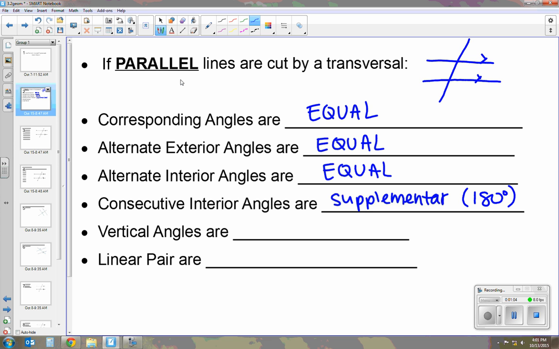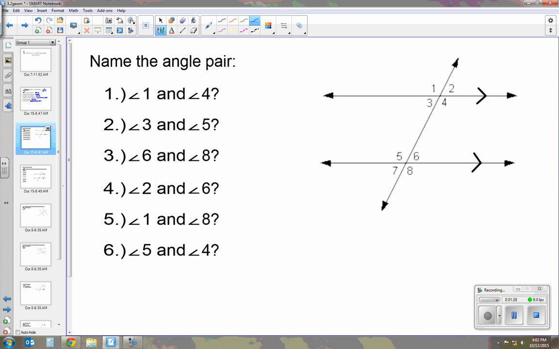And as usual, we have our vertical angles, which are equal, and our linear pair, which is supplementary. So we're going to use these properties to solve for missing angles and variables. So first off, let's refresh our memories on these angle pairs.